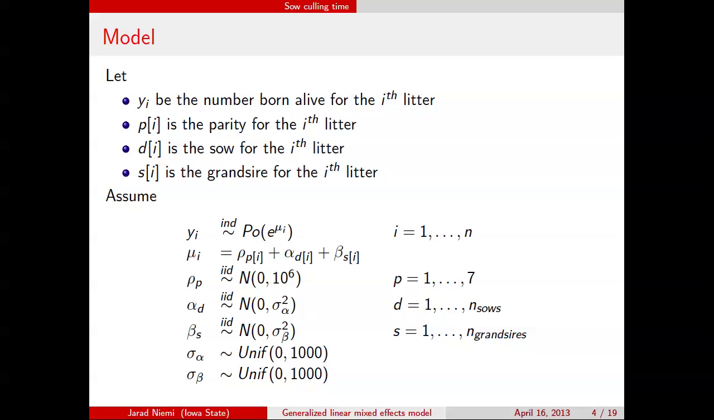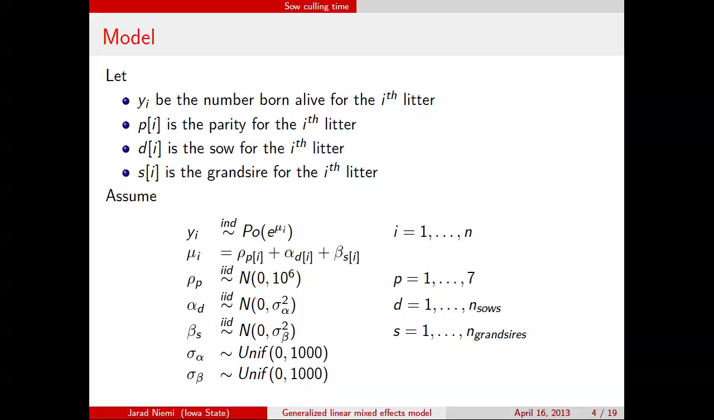Questions on the model? Is it clear why it's a generalized linear mixed effect model? Or should I say, is it not clear? Okay. So, generalized. It's generalized because it's not assuming that data are normally distributed. It's assuming an exponential family. In particular, it's assuming here a Poisson distribution. So that's the generalized part.